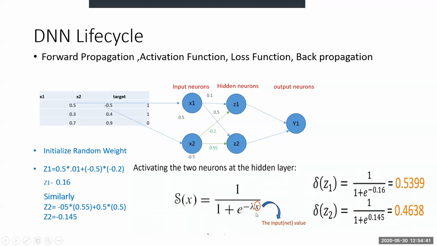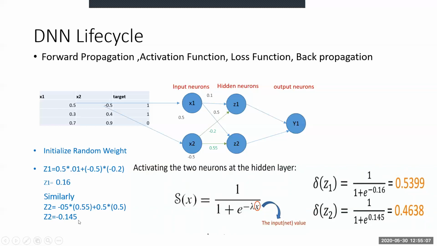So now this x is this z1. For this particular neuron, my z1 is calculated, and it has two functionalities. One is to pass this into the activation function. So when I pass this z1, 0.16, into this function, the activation value of z1 would be 0.53, and for this particular neuron it would be 0.4638.